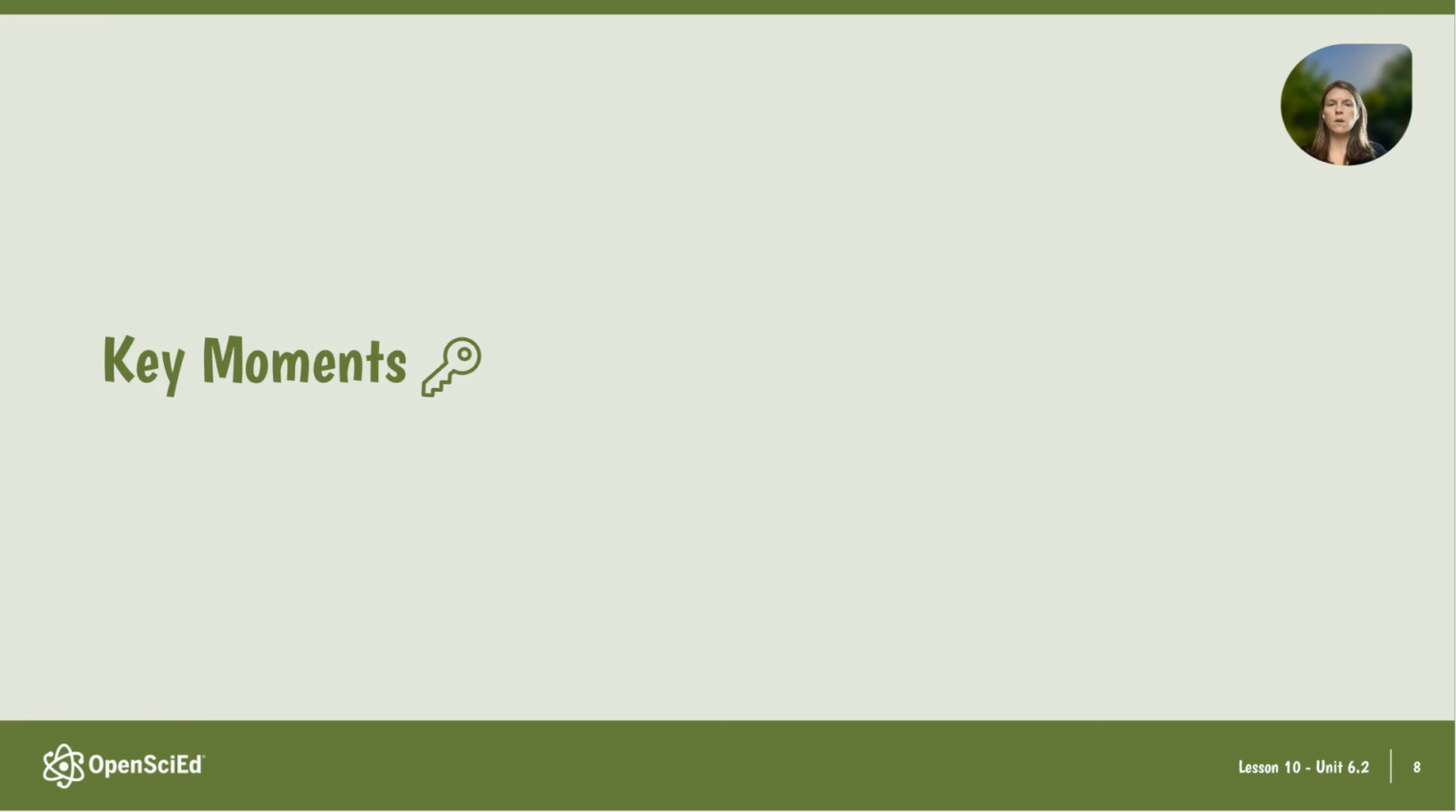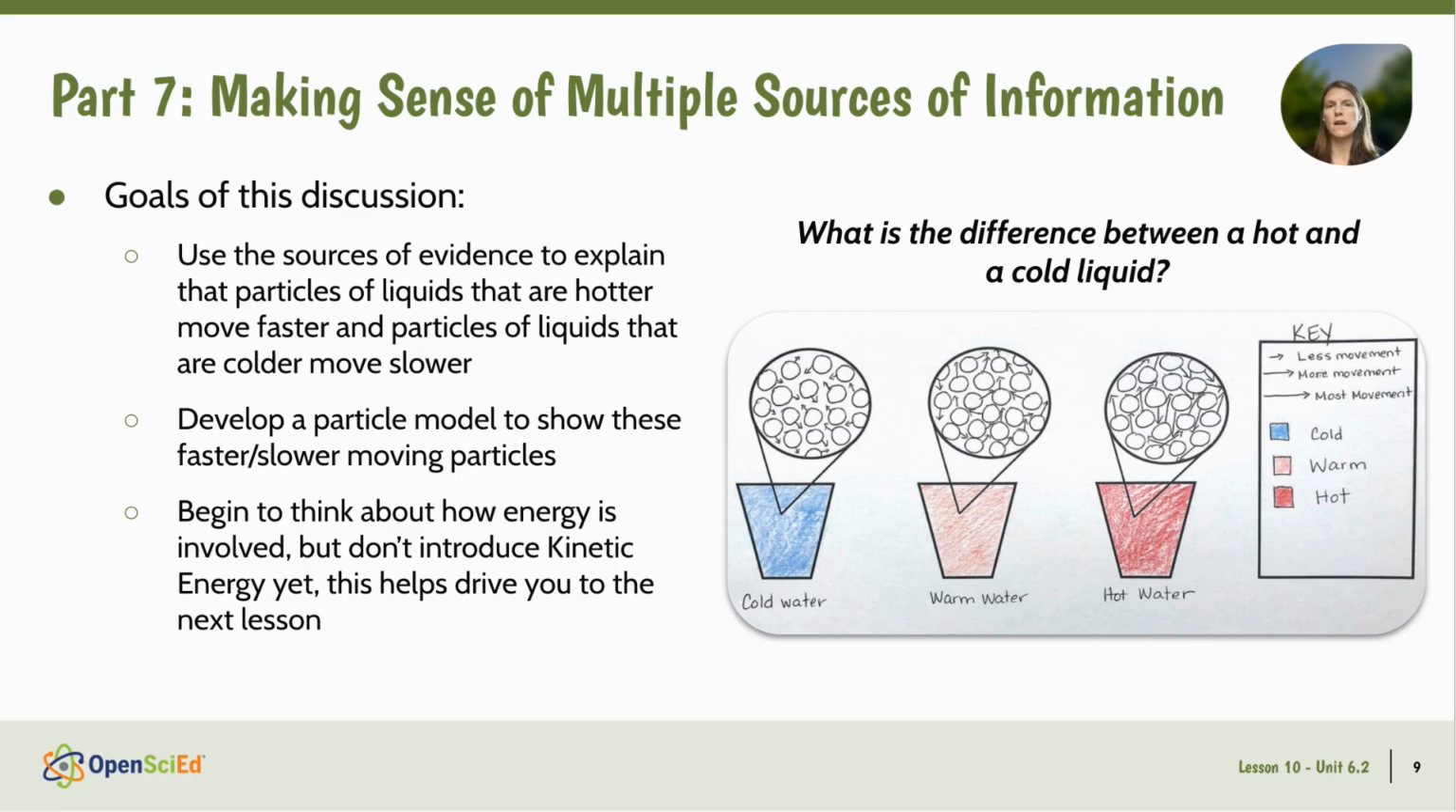I'm going to highlight one key moment in this lesson. That's part 7, where we're making sense of multiple sources of information. So again, the three sources of information that we are working with in this lesson are the dissolving candy video, the food coloring lab, and the reading. The lesson question is, what is the difference between a hot and a cold liquid? From these sources of evidence, students can clearly see that hot water is moving faster than cold water. So that's one of the goals of this discussion, to get that big idea out there.